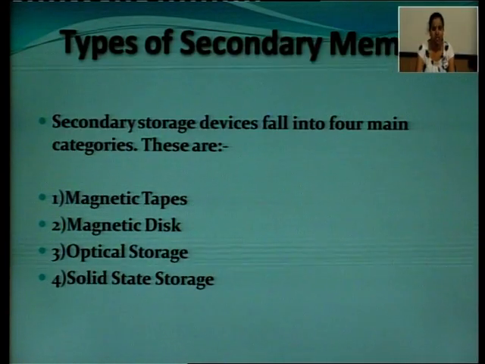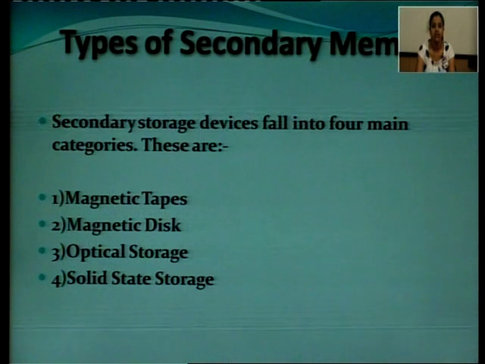Then the types of secondary memory. There are basically four types of secondary memories. Secondary memory devices fall into four main categories. These are the magnetic tapes, magnetic disk, optical storage, and the solid state storage. We will discuss these four storage types one by one in detail.